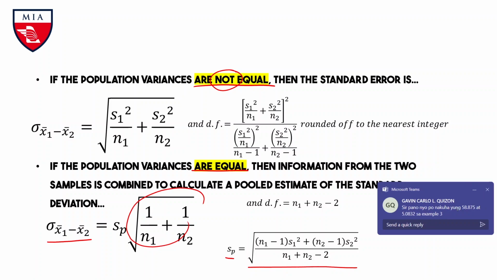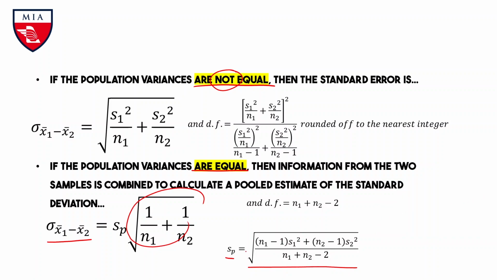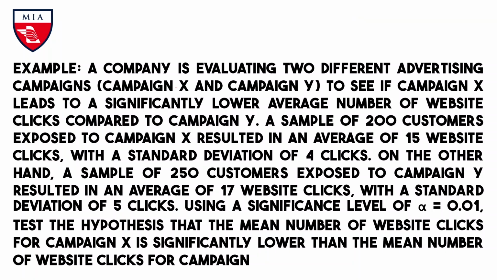So you need to solve here the Sp, and after you solve the Sp, just plug in the values in the formula. Or you can just derive the formula, just enter the expression of your Sp into the given equation here. So it's up to you what process you will use. And always remember, in a t-test where the population variances are equal in a two-parameter hypothesis test, your df is equal to n sub 1 plus n sub 2 minus 2. Okay? So let's have an example here.